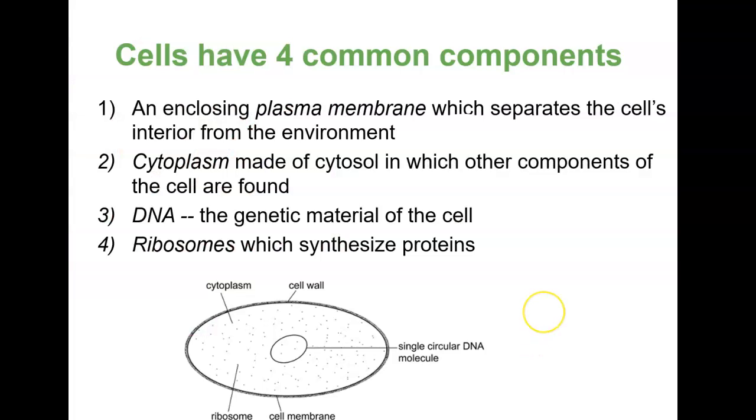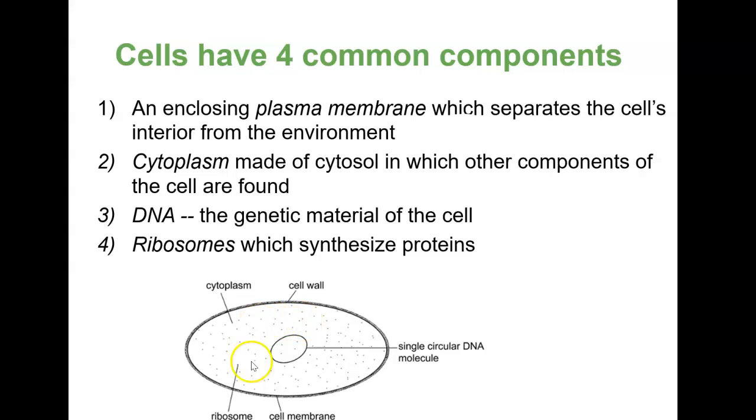All cells have 4 common components, no matter what type we're looking at. They're going to have a plasma membrane. Remember, that's typically formed of a phospholipid bilayer. Remember our phospholipids. In that bilayer, phospholipids are amphipathic. They have one side that loves water, one side that doesn't. And so they organize themselves in this form of a membrane around a cell in order to either interact with water or not.